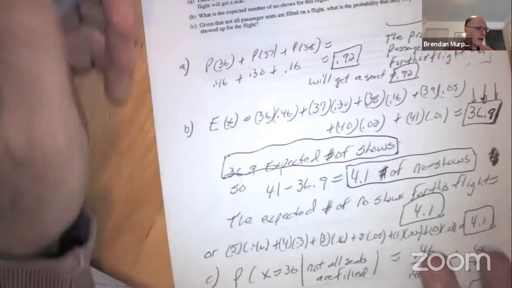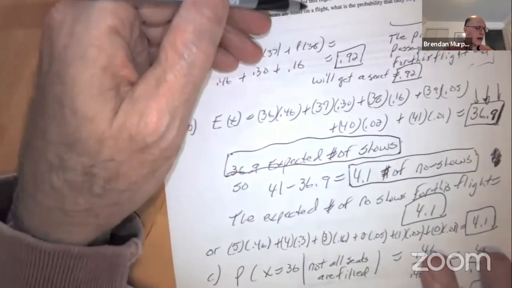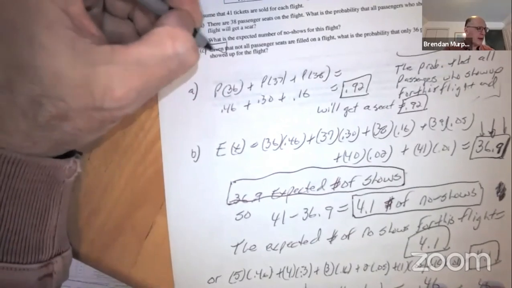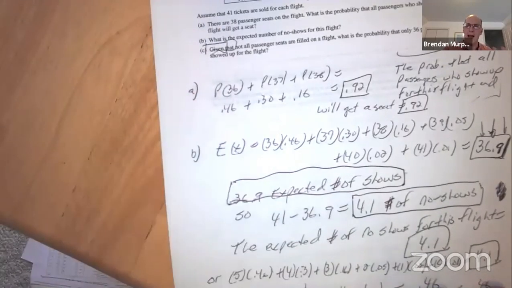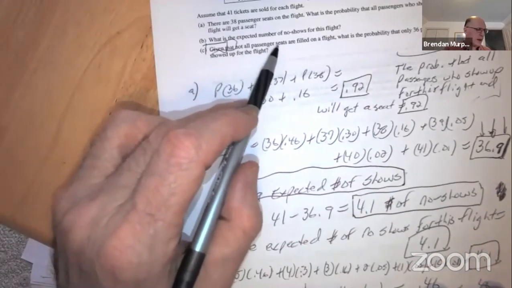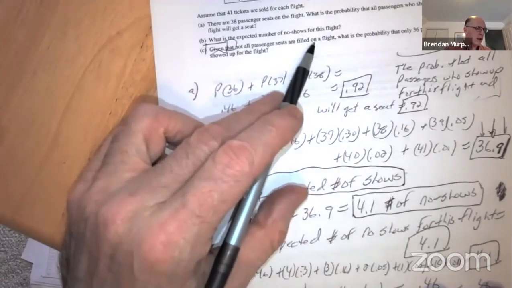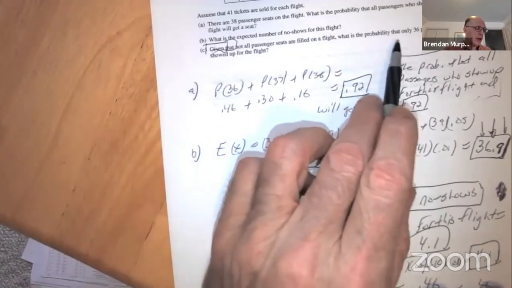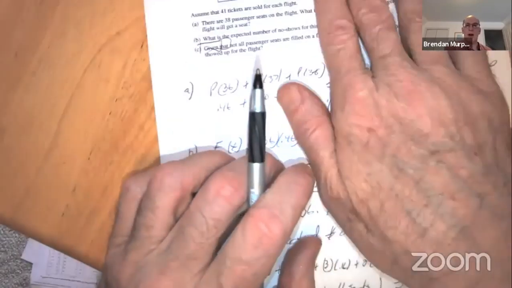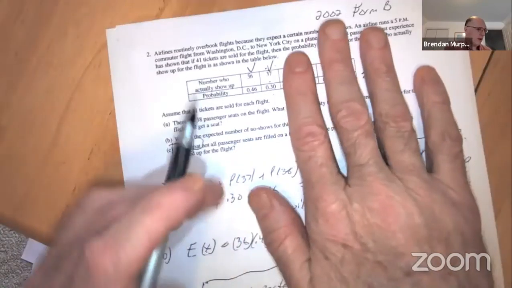So given that not all passenger seats are filled on a flight, boy, that sort of feels like a conditional probability, right? Those two words, "given that," that's the tell, that's the red flag. Given that not all passenger seats are filled on a flight, what is the probability that only 36 passengers showed up for this flight?